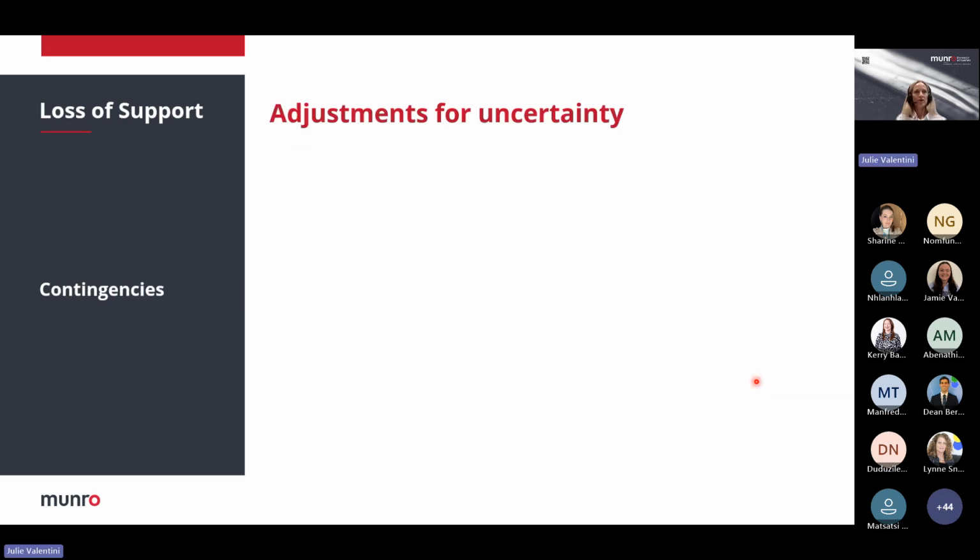Okay, again, there are contingencies that are applied to loss of support matters, but it's important to understand there are extra risks here, and the risks really affect the need for or the duration of support. So not only is there uncertainty about the earnings, there's also uncertainty about who needs support or how long they need support for.